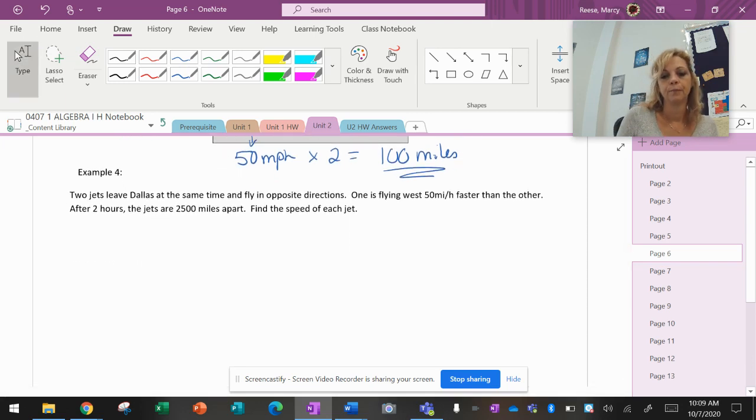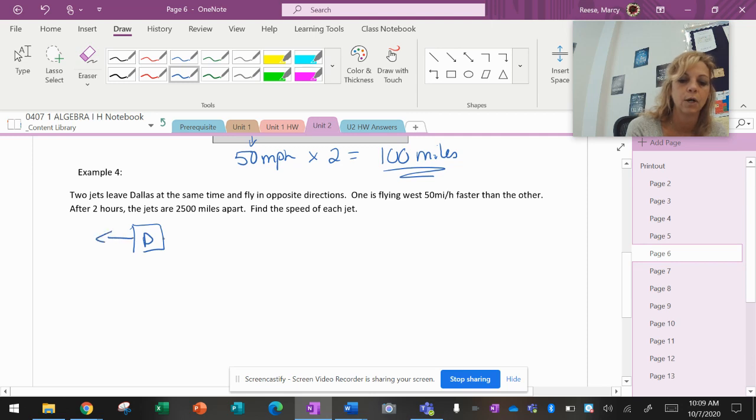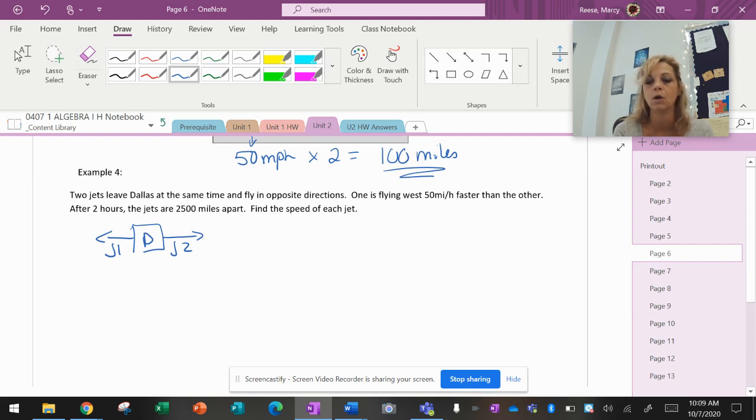All right, so example 4. We've got 2 jets that leave Dallas at the same time. Okay, they leave at the same time, so their time is going to be exactly the same, and they fly in opposite directions. So here's Dallas. One plane goes this direction, one plane goes this one. We're going to call this jet 1 and this jet 2. One is flying west, 50 miles per hour faster than the other. So we don't know how fast they're flying. But then it says after 2 hours, so they give us 2 hours as time. So this right here is my time. The jets are 2,500 miles apart.